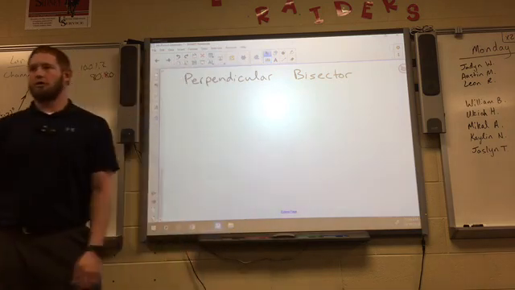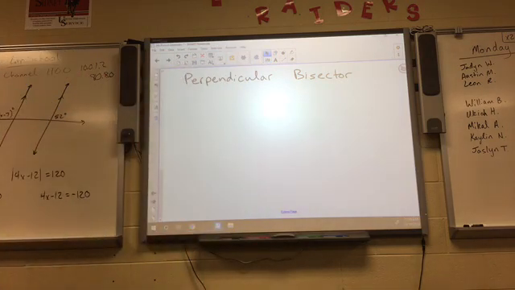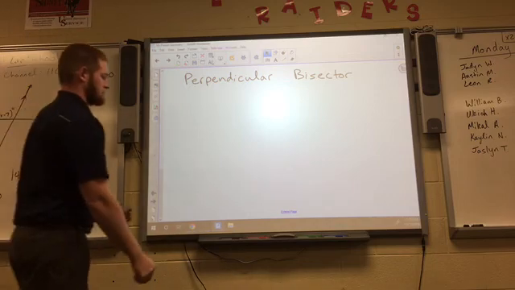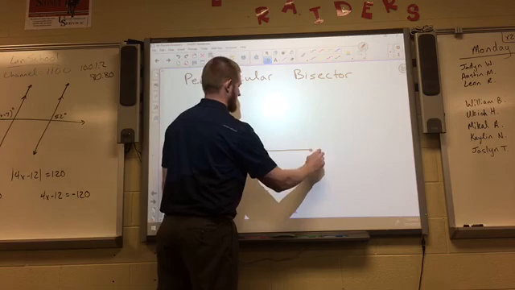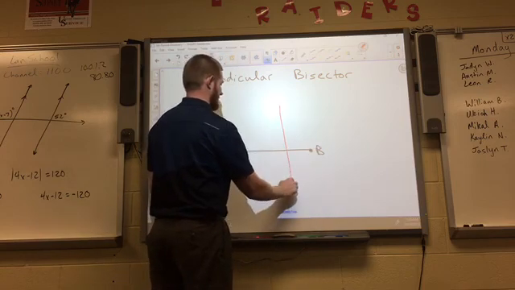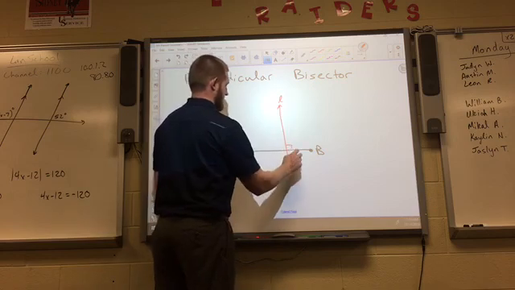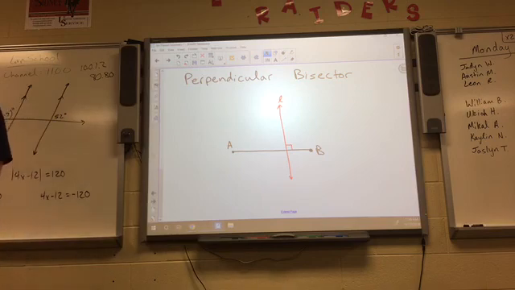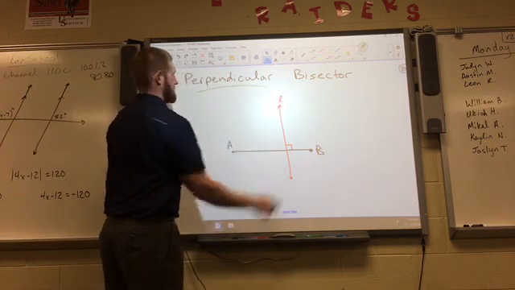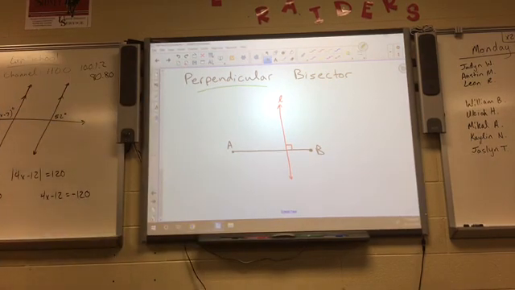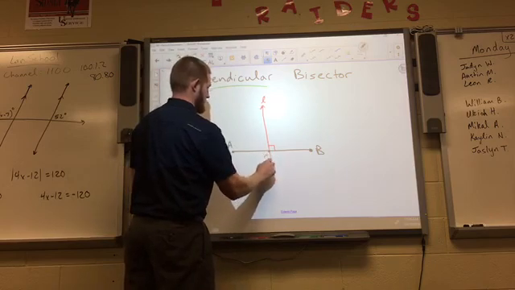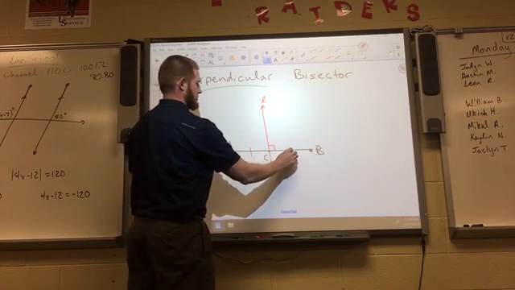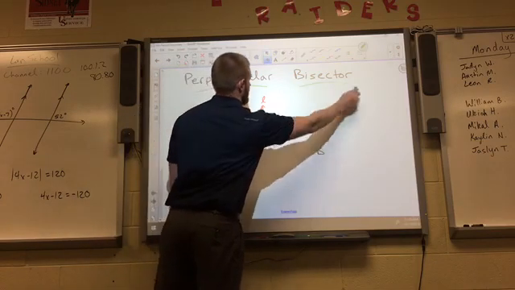Okay. We have worked with each of these words separately, right? What does it take for 2 lines to be perpendicular? They form a right angle. Okay, so if I have segment AB, is it perpendicular to line L if it forms a right angle? Yes. Okay, so that takes care of that part, right? Okay. What did it mean to be a bisector? It splits it in half. So then AC would be congruent to CB, right?